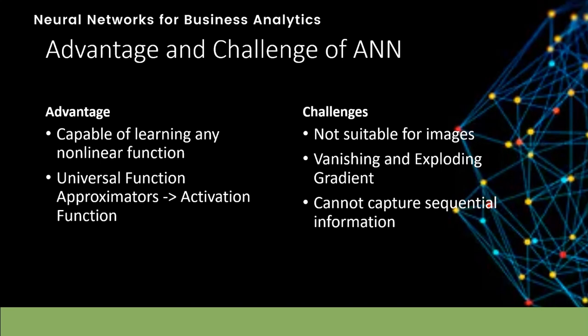On the other hand, artificial neural networks have three challenges. Firstly, while solving an image classification problem using artificial neural networks, the first step is to convert a two-dimensional image into a one-dimensional vector prior to training the model. This has a huge drawback. The number of trainable parameters increases drastically with an increase in the size of the image.